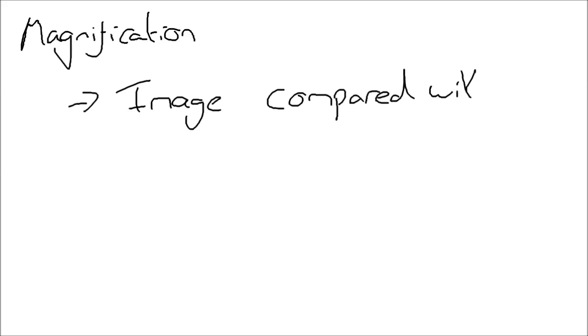So in this video we're going to look at magnification, and magnification is basically how much bigger than the specimen it is. So your image, how much bigger that image is compared with the specimen. So your image is whatever you're looking at, so it could be down the microscope, or it could be a printed off picture.